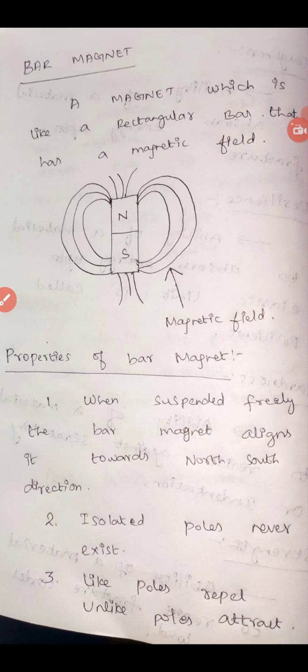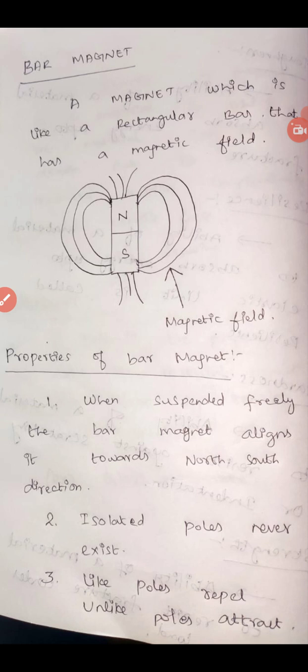This is a bar magnet, right? I am going to discuss the bar magnet. This is one of the core points in the CBSE fifth chapter. I am going to discuss some of the important issues related to the bar magnet. So what do you mean by a bar magnet?